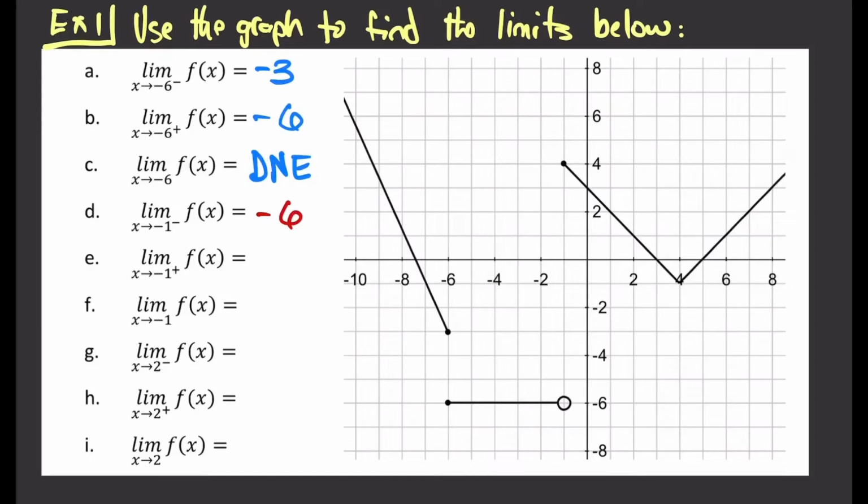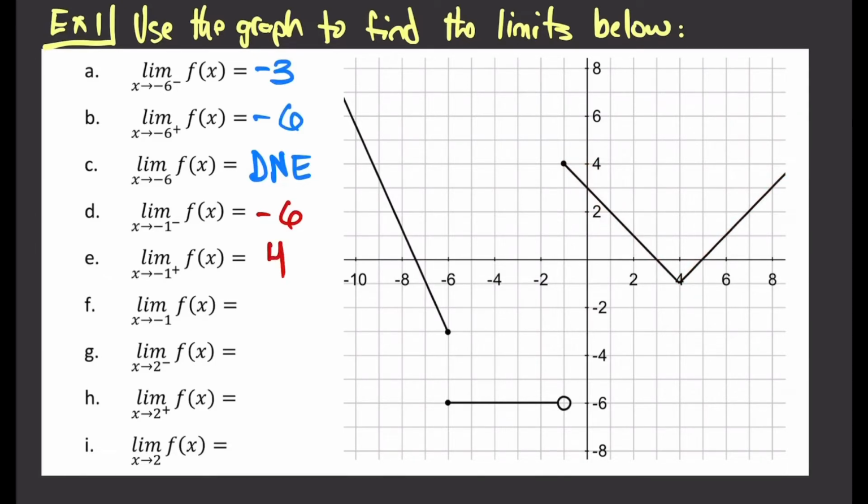Okay, so my next one. The limit as x approaches negative 1 from the right. So approaching negative 1, right there. That is my limit. That's going to be 4.